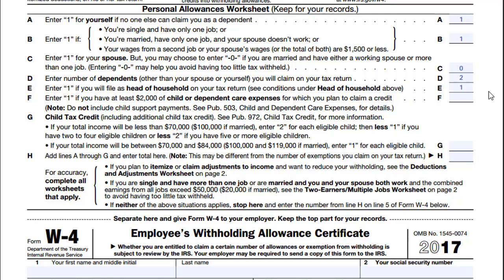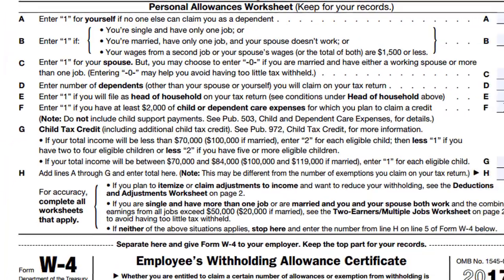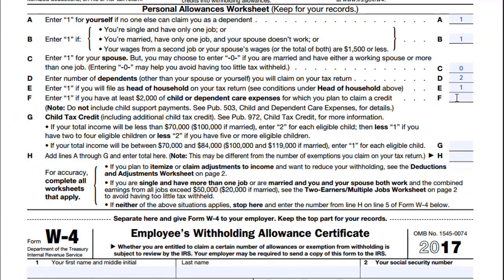A person who is married, separated, not divorced, and who does not pay more than 50% of the cost of keeping up a home for themselves and their dependent cannot claim head of household. This includes individuals paying child support. Line F. Enter 1 if you have at least $2,000 of child or dependent care expenses for which you plan to claim a credit. Note, do not include child support payments. See Publication 503, Child and Dependent Care Expenses for details. Susan pays $4,800 in child care. Susan enters 1 on line F.